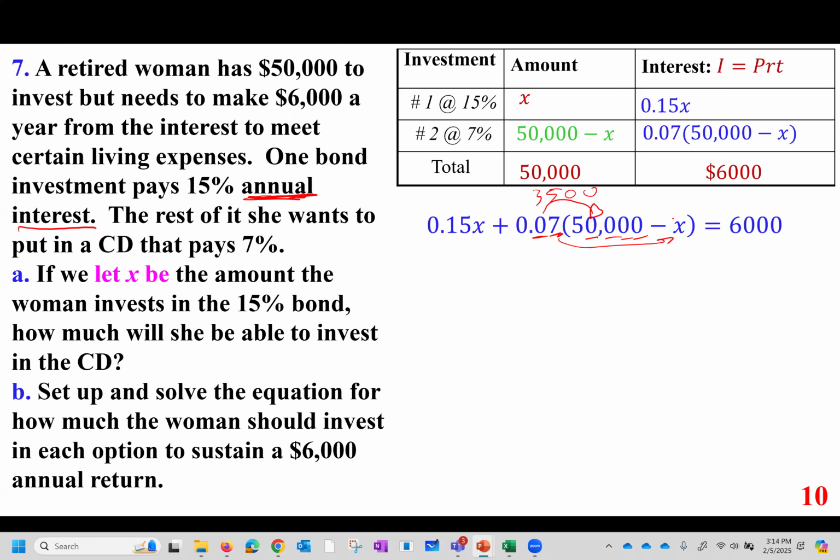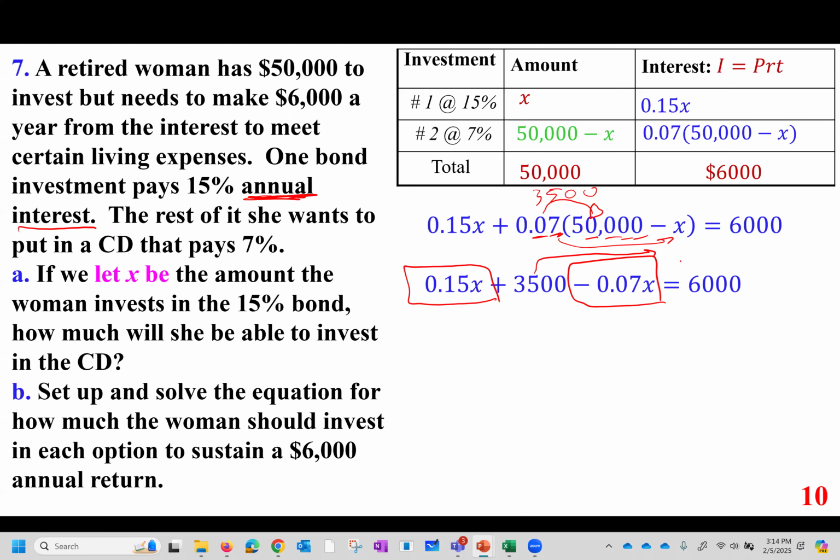This is minus 0.07x. We put these two together. We get 0.08x. We subtract 3,500 from 6,000. We get 2,500. We divide both sides by 0.08.